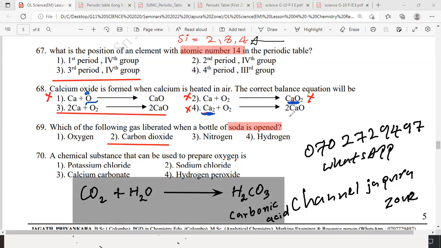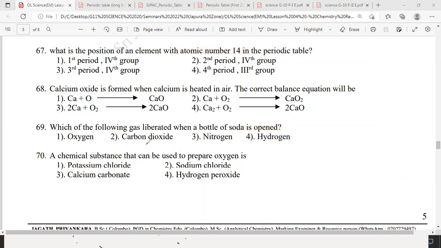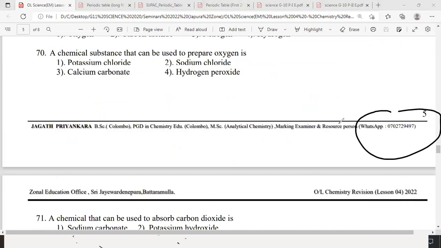Question number 70. Okay. Anyone who can give me the answer? So the previous one, the answer is CO2, right? Question number 70, the 70th MCQ: which chemical substance can be used to prepare oxygen? To prepare oxygen. Yes.